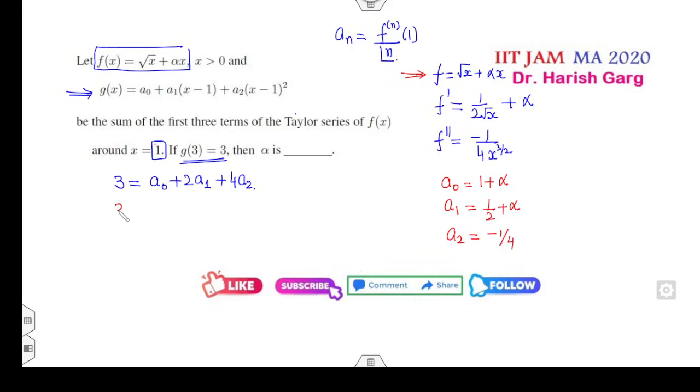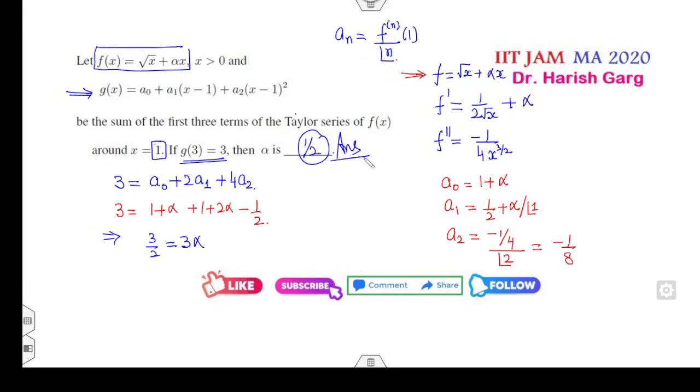So now you can substitute here. a0 is 1 plus alpha, a1 is 1 plus 2 alpha, a2 divided by 2 factorial, a1 divided by 1 factorial. So that will be minus 1 over 8. So it's a minus half. Now you can solve them. It is a 2 minus 2, so 3 by 2 is equal to 3 alpha. Alpha will be 1 over 2, is the right answer of the problem.